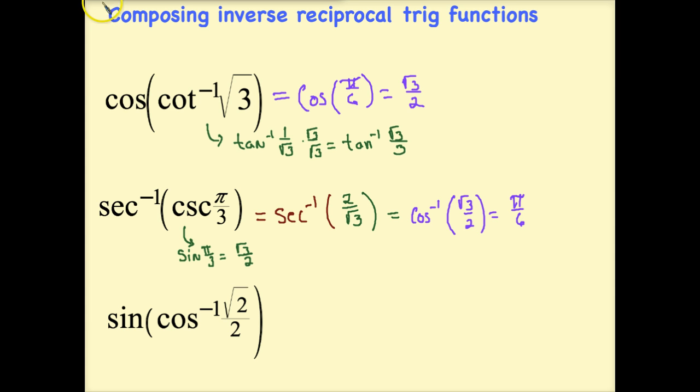How about the last one? This one's easy. We're not dealing with any reciprocal functions. So the inverse cosine of root 2 over 2 has an angle of pi over 4, and then the sine of pi over 4 is just root 2 over 2.